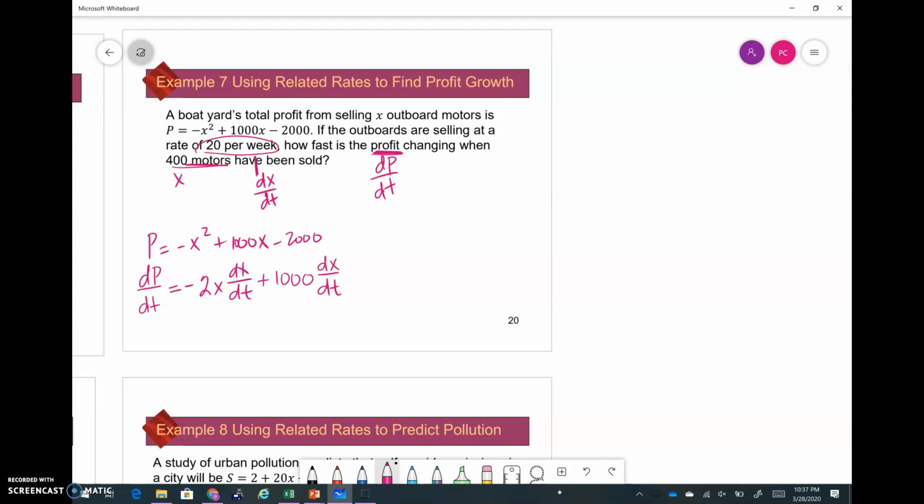Once you've taken that derivative, that implicit derivative, you're going to plug in all the numbers that you have. Okay? So I want you to plug in the numbers that were given and see if you can come up with a sentence that tells what this is talking about, and then come back and check your work.